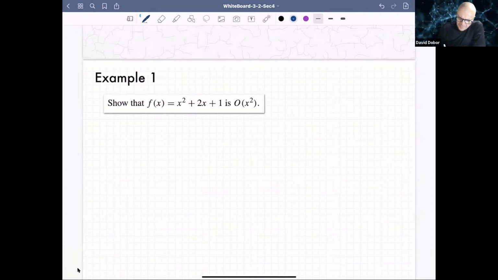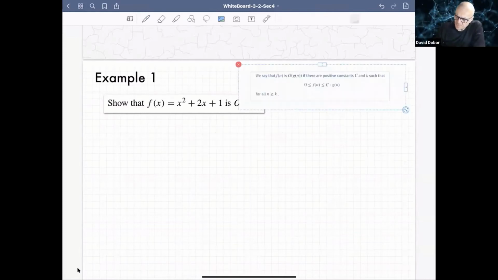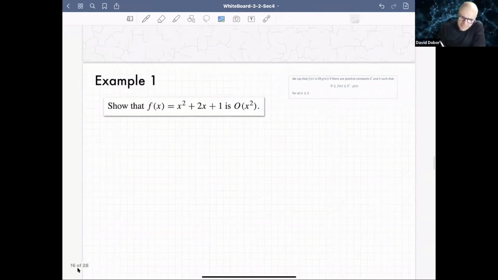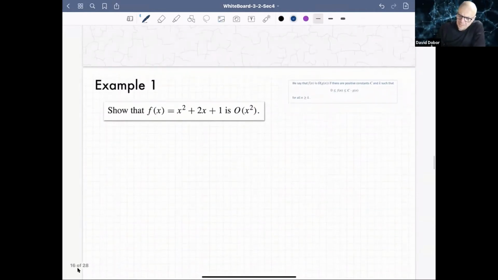So here's my f of x. Here's a straightforward way of picking out the C and k. Let me paste again my definition, just to have it on the side. But by the way, I want to do this the way the book wrote it out, so that the book's explanation is clear. Here's what the book does. It writes down this f of x. And of course, it wants to make this f of x smaller than some multiple times x squared.